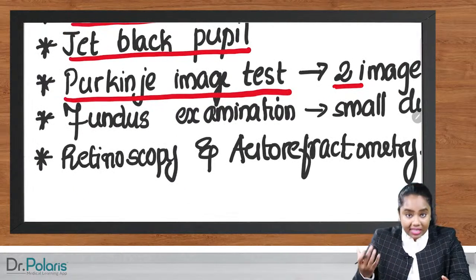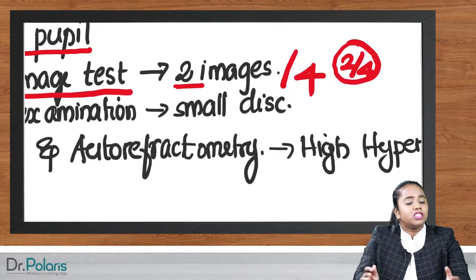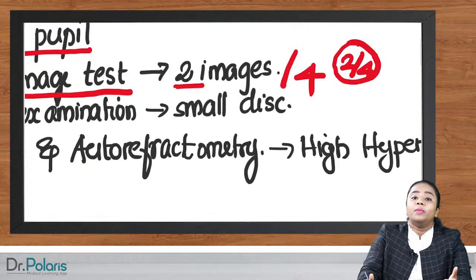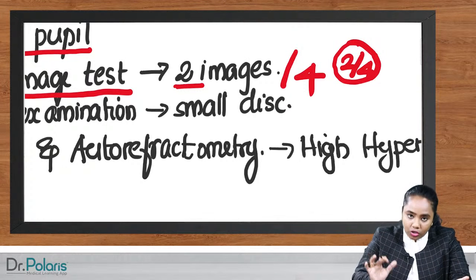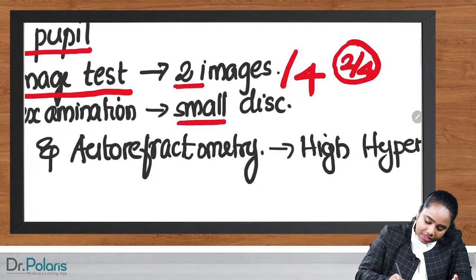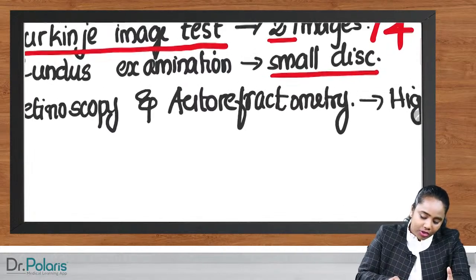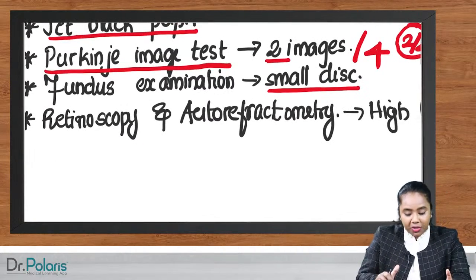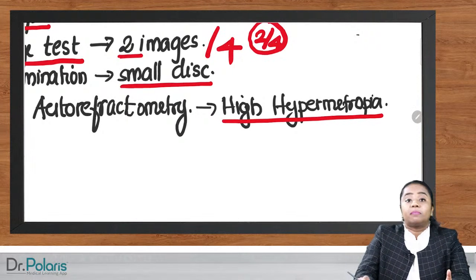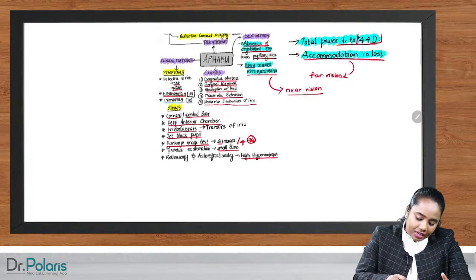Then comes the fundus examination. In fundus examination, obviously in hypermetropia, we saw a very small disc which showed features of pseudopapillitis and all. So, here also we are going to see a small disc, a small hypermetropic disc. Finally, you can do retinoscopy and autorefractometry, and in that you can see that there is a high degree of hypermetropia in the patient. So, that is the important clinical findings.